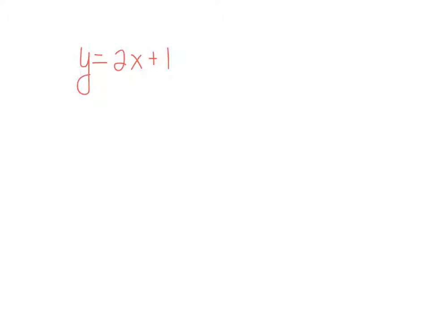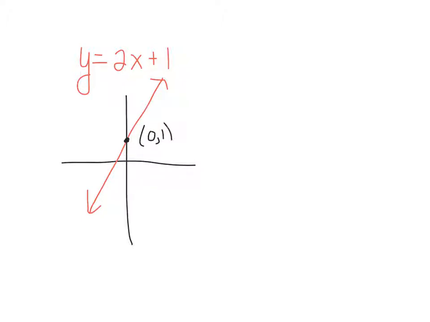Now, what I'd like to do first is go ahead and graph this function. So y equals 2x plus 1 looks something like that. Now, looking at this graph, we have a point right here where the input is 0, the output is 1. Notice how 0 is in the domain of this function and 1 is in the range of this function.